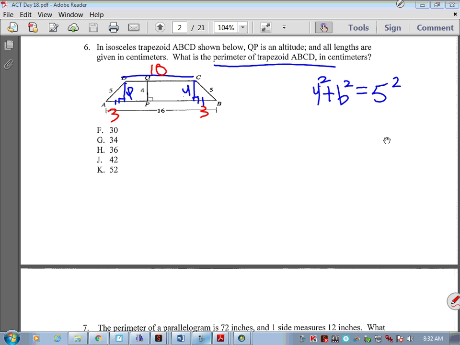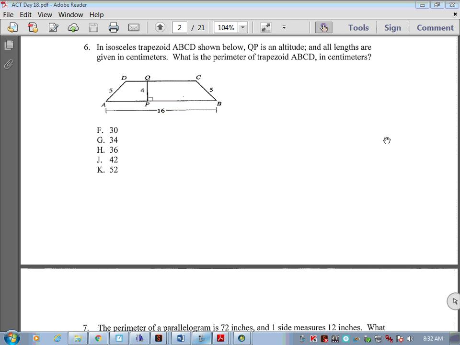Does that help? All right. Now I'm just adding up my total length. So I'm going to have 16 plus 5 plus 10 plus 5. So 16 plus 5 is 21. 21 plus 10 is 31. 31 plus 5 is 36. Okay, and that's going to give me my perimeter. Okay? All right. I know I'm kind of maybe flying through some of these a little bit, but it's a big packet, so I'm going to try to do this as quickly as I can.